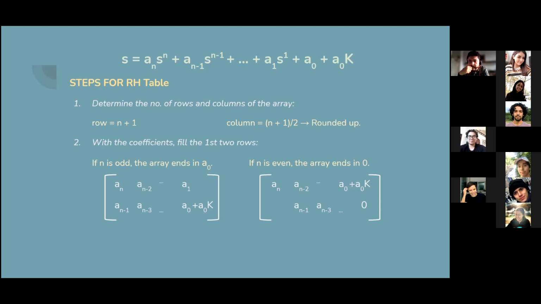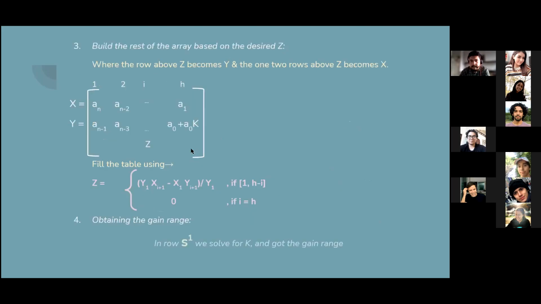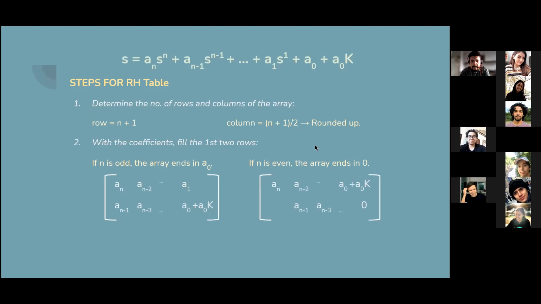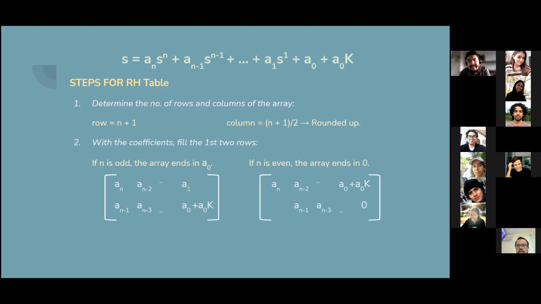To calculate the range of the gain, we have to add the last coefficient, like A0 multiplied by K. That is the gain that we are going to calculate. And quick question, Jorge. Sorry for interrupting. Why is it only in that term? Because it's the independent term that doesn't have the s.